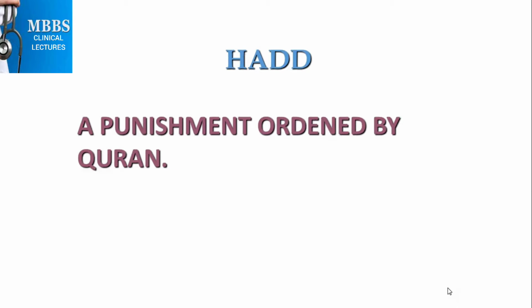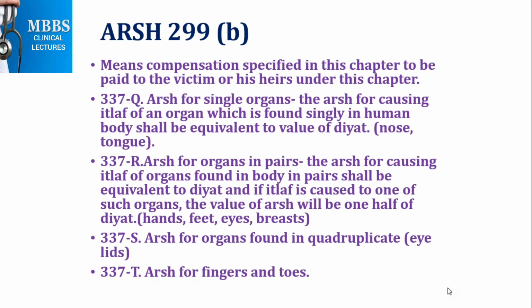Had, a punishment ordained by the Quran. So all these that we have been discussing, like qisas, diyat, and the coming punishments, all come under the topic of had, which means a punishment ordained by the Quran. Another type of punishment is arsh, which means a compensation specified in qisas and diyat to be paid to the victim or his heirs under this chapter. So this is the monetary compensation not for the death but for the injuries.